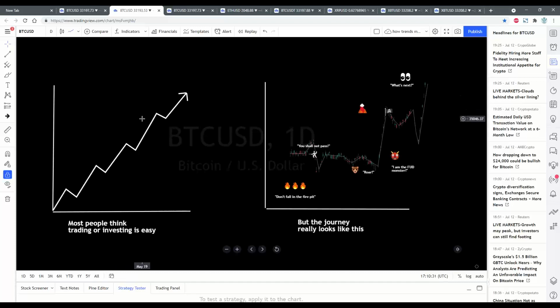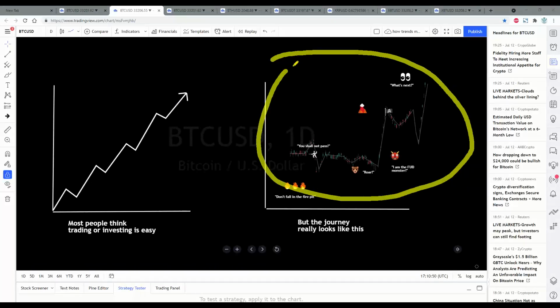Now, here I have a little chart I put together for you. What you see on the left is what we learn in class. Price moves and eases, moves and eases, moves and eases. But in reality, price is a mess. And this is really how the markets move.